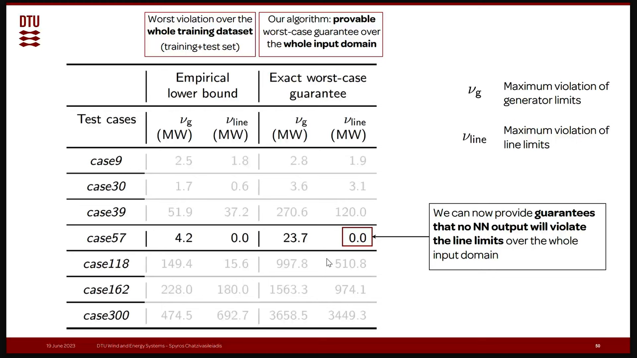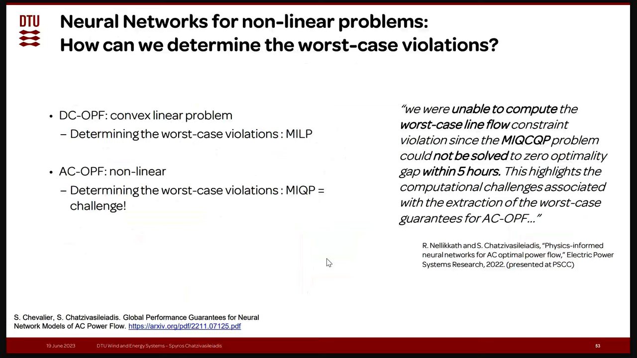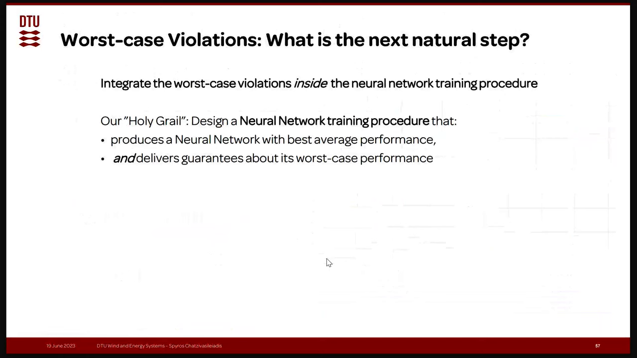Good. So let me talk a little bit about what I call the Holy Grail, which actually combines the two, and then conclude. And then you can see the rest of the slides online. We have done quite a few things to accelerate and so on. So what's the next natural step? It is actually to get the certification that we talked about and put it into the neural network training, okay?